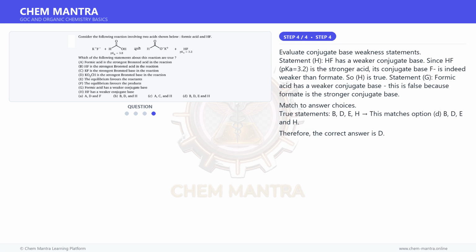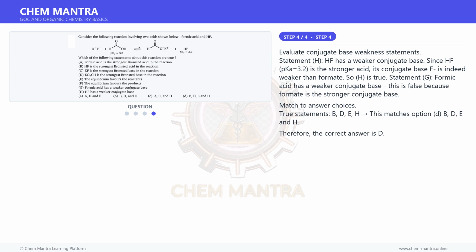And for the final step, evaluate conjugate base weakness statements. Statement H: HF has a weaker conjugate base. Since HF, pKa equal to 3.2, is the stronger acid, its conjugate base F− is indeed weaker than formate. So, H is true. Statement G, formic acid has a weaker conjugate base. This is false because formate is the stronger conjugate base.